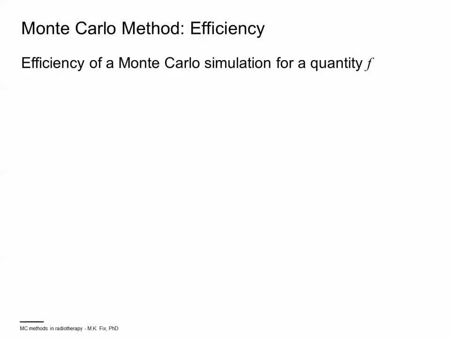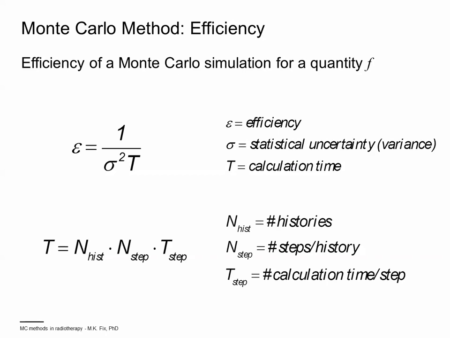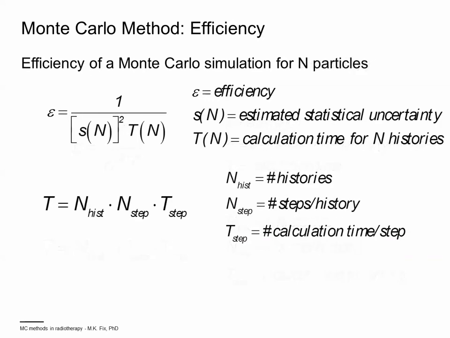The description of calculation time and achieved statistical uncertainty is combined in the efficiency of a Monte Carlo simulation, as stated in this formula. Thereby, the calculation time is determined by the calculation time per step multiplied by the number of steps per history and the number of histories itself. In general, the true variance here cannot be calculated as the true mean value is unknown. However, the estimated variance S can be used instead.